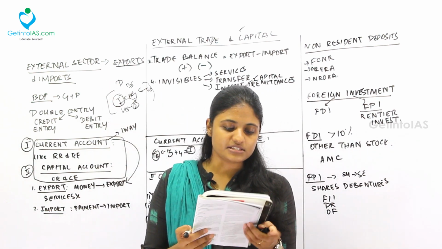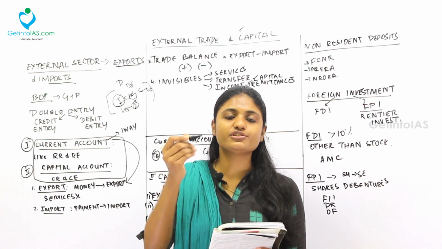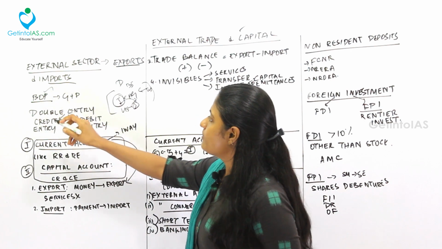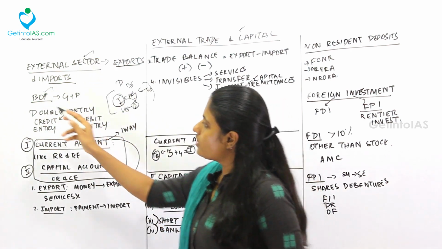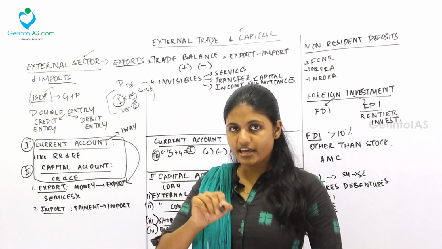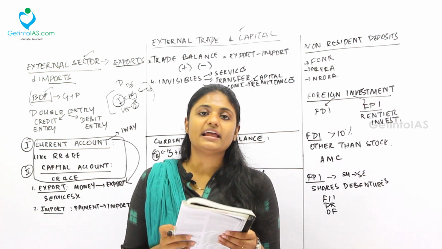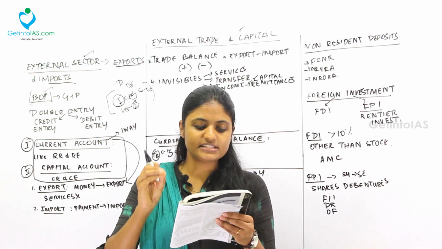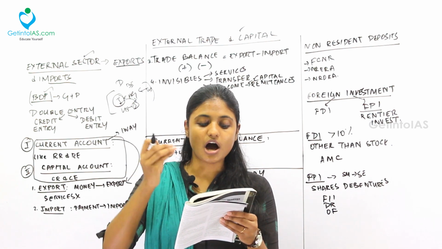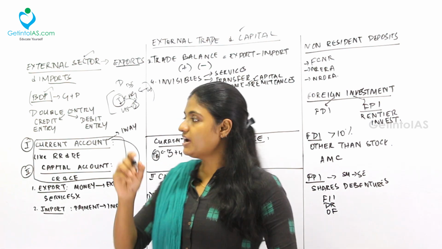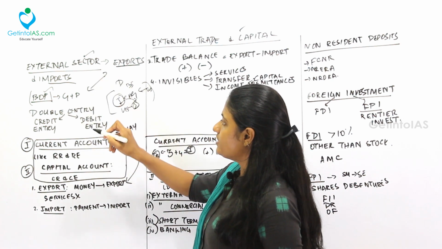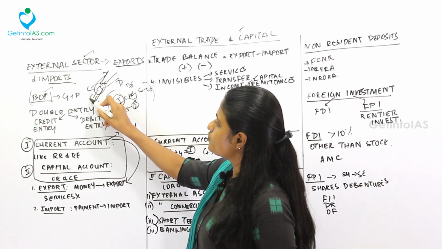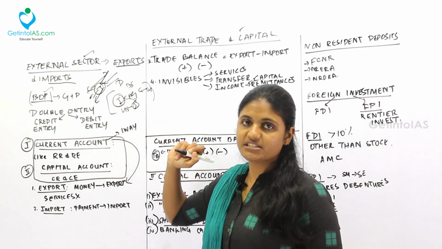First, coming to the balance of payment under the external sector. We already dealt with the balance of payment, but again we'll revise. The balance of payment of a country is a systematic record of all its economic transactions with the outside world in a given year. Take one year: in this year, India has imported from which countries, and exported to which countries. All this is recorded systematically.